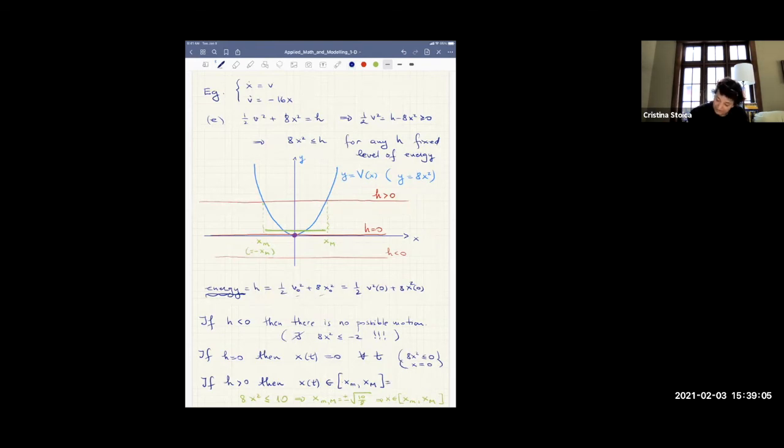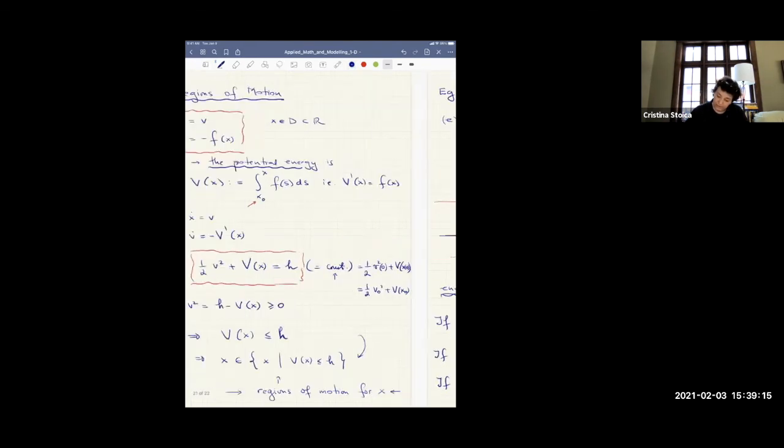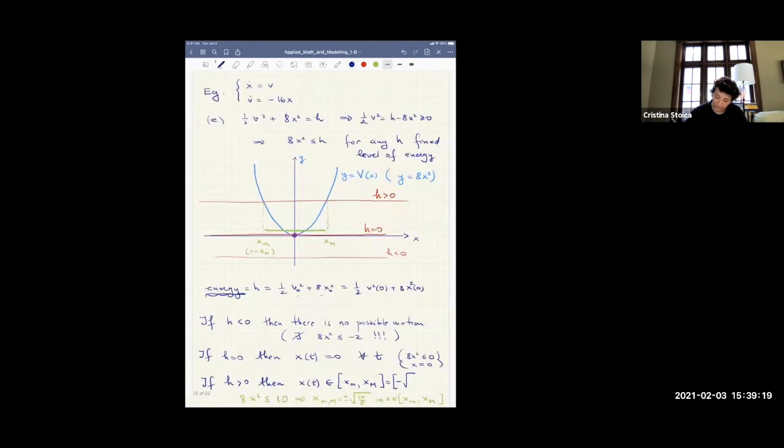So I can actually say what these are. In this example, they would be minus root of h over 8 and root of h over 8. So in other words, by varying h, we can determine the possible regions of motion. They are also sometimes called the Hill's regions of motion.